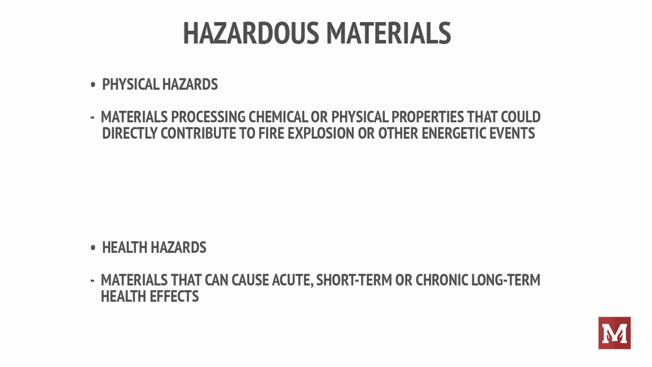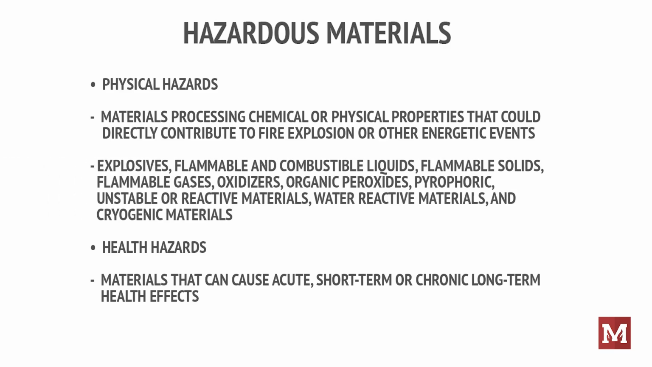The physical hazards include the following classifications for hazardous materials: explosives, flammable and combustible liquids, flammable solids, flammable gases, oxidizers, organic peroxides, pyrophoric, unstable or reactive materials, water-reactive materials, and cryogenic materials. Health hazards include the following classifications of hazardous materials: corrosive, toxic, and highly toxic. Next, we'll go through the process of classifying a hazardous material.